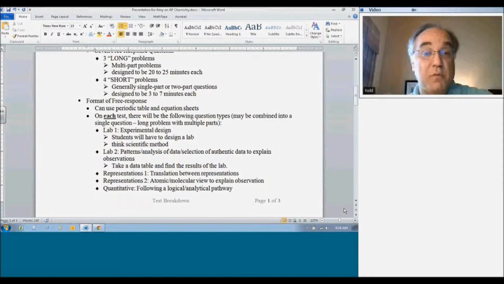A representation 1 type question is a translation between different representations; moving from a symbolic chemical equation to a particle level diagram would be a translation question. Representation 2, atomic molecular view to explain observations, would be a question dealing with gas pressures and what happens at the particle level as you raise the temperature, with the particles colliding against the walls of the container more frequently and with greater force, so your pressure goes up. And then finally, the quantitative type: follow a logical, analytical pathway to find a desired answer.